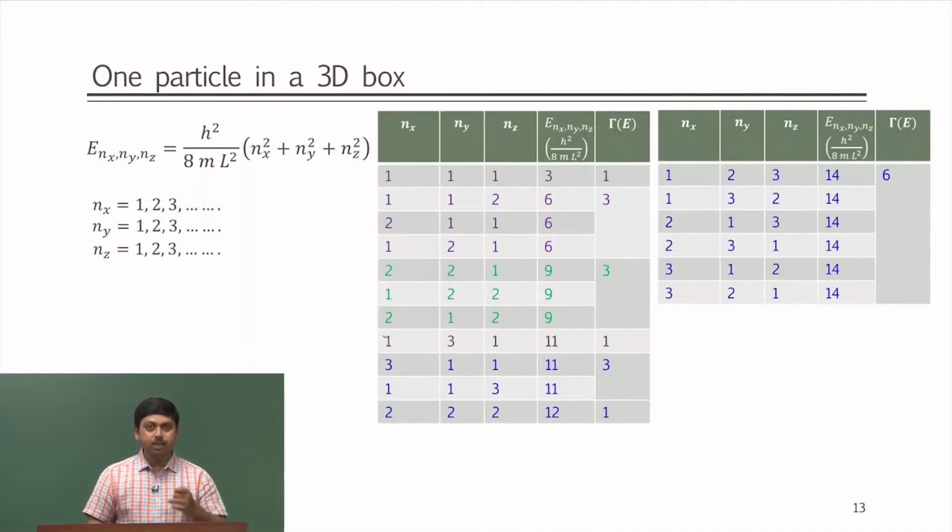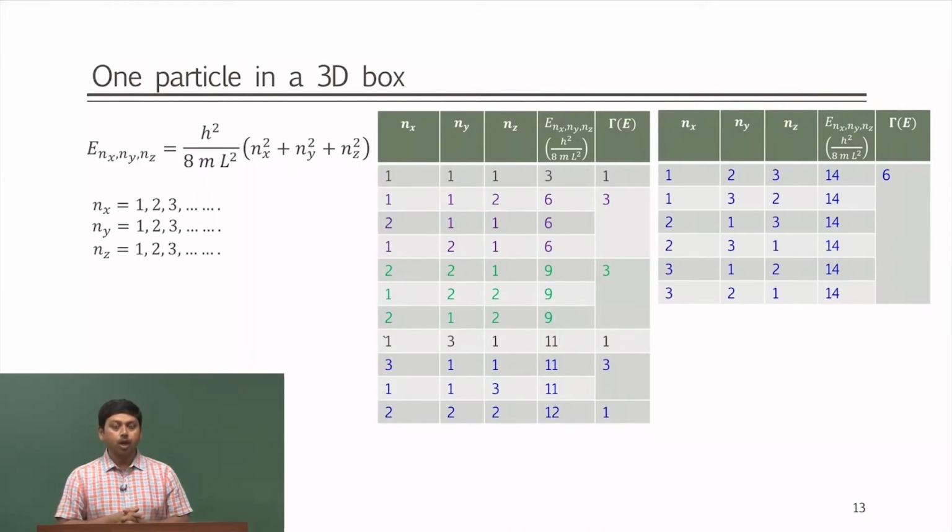So, now I will show you a similar situation where accessible states are more even for one particle, and the example is a particle in a 3D box. A particle in a 1D box again had similar different energy levels, like the harmonic oscillator.